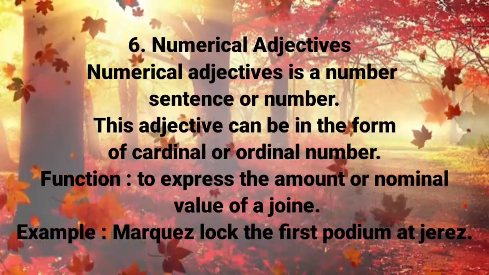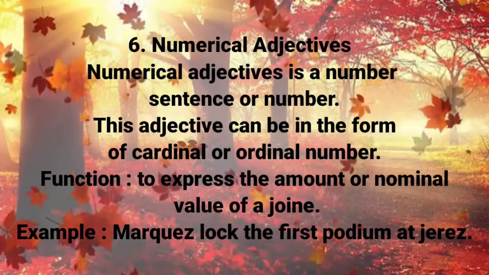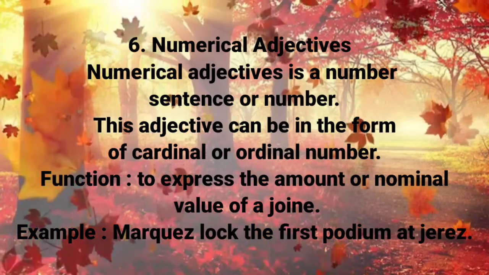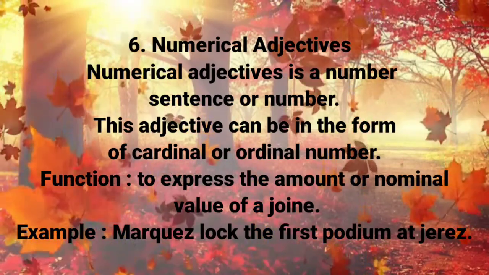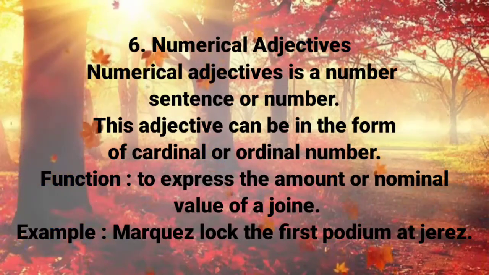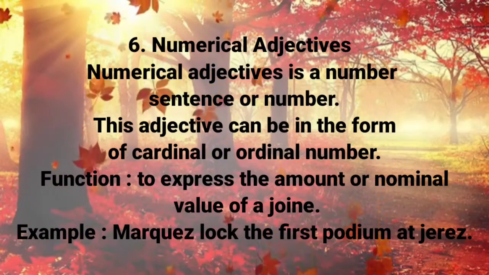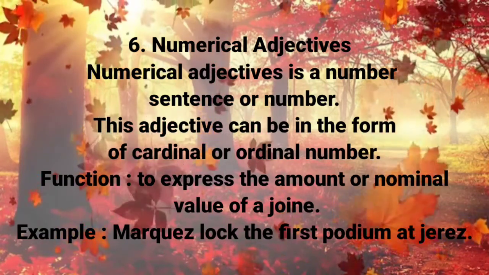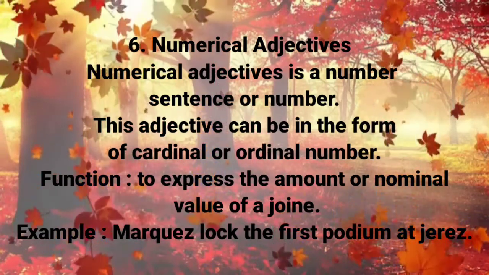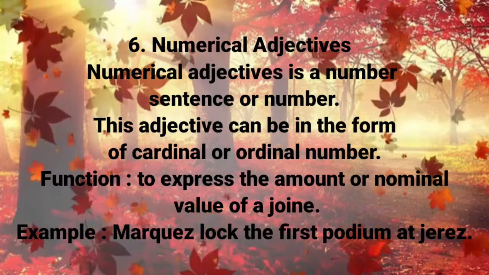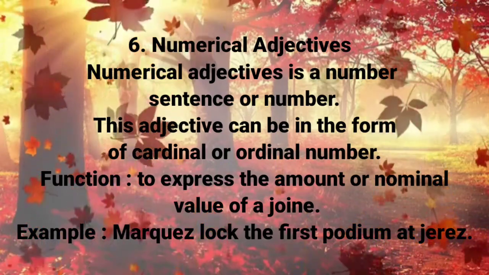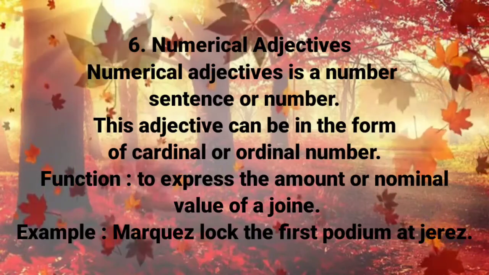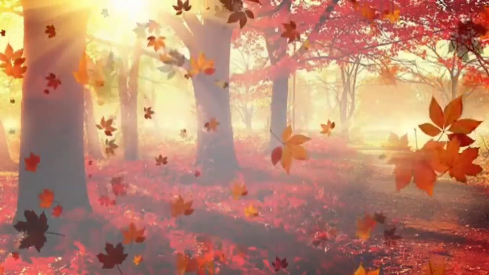Six, numerical adjective. A numerical adjective is a number word or number. This adjective can be in the form of a cardinal or ordinal number. Its function is to express the amount or nominal value of a noun. Example: she has two brothers. Marcus took the first podium at church. Nano has twelve dogs at home, and others.